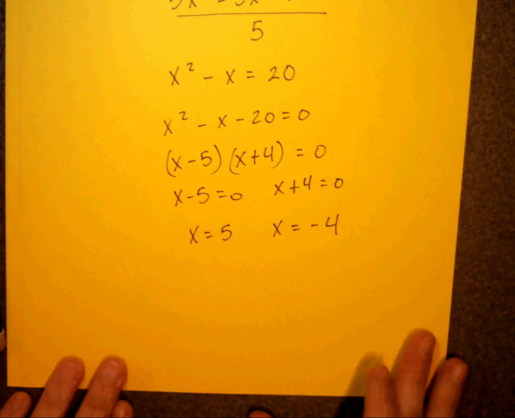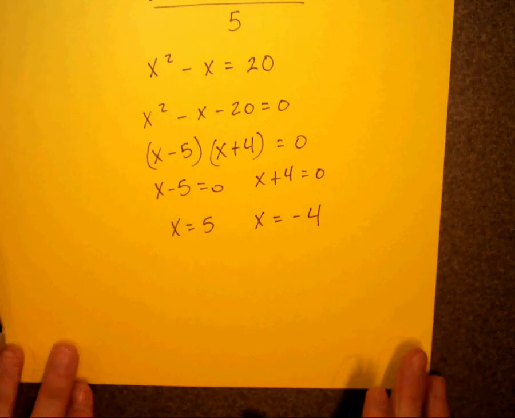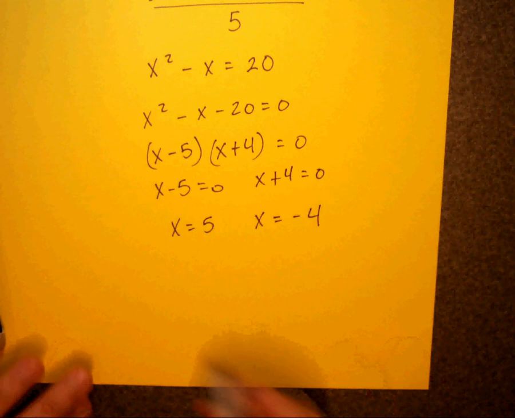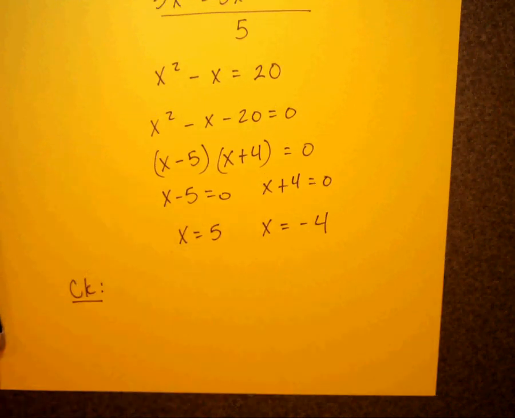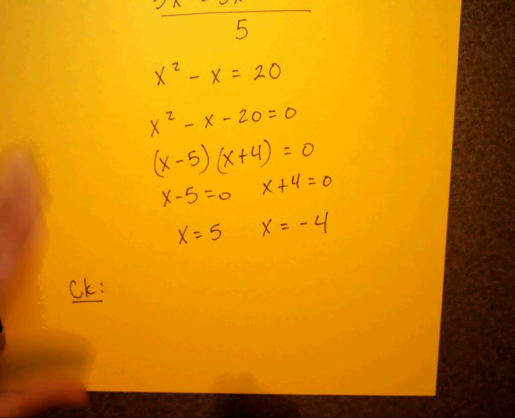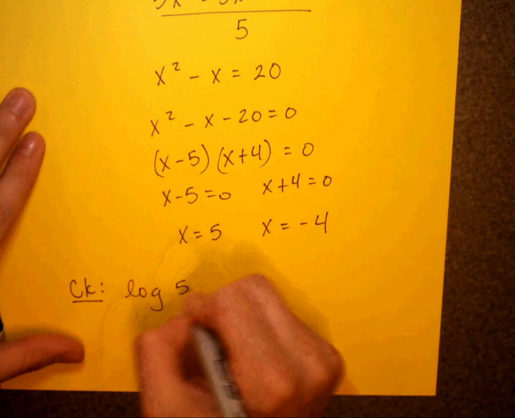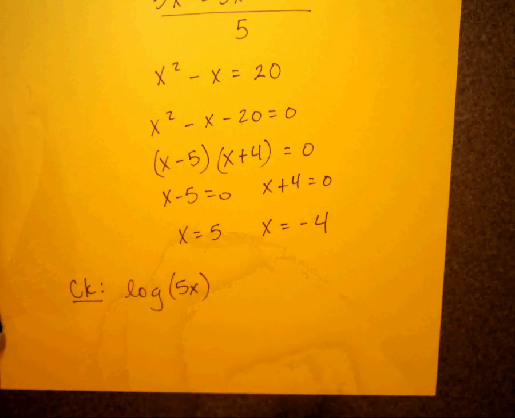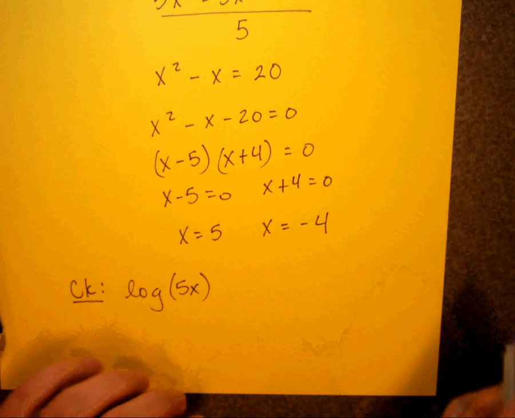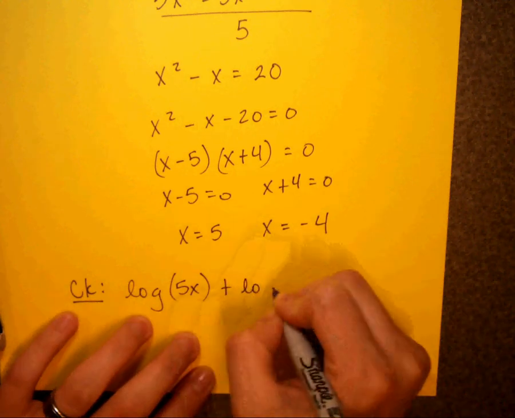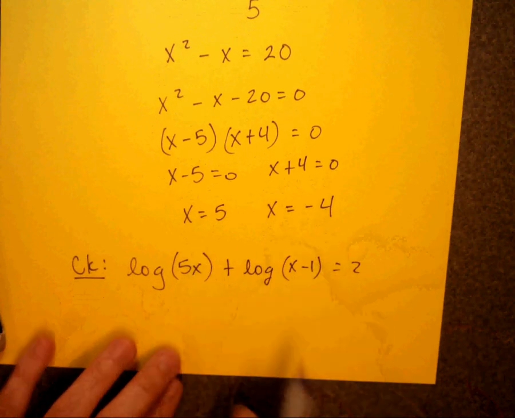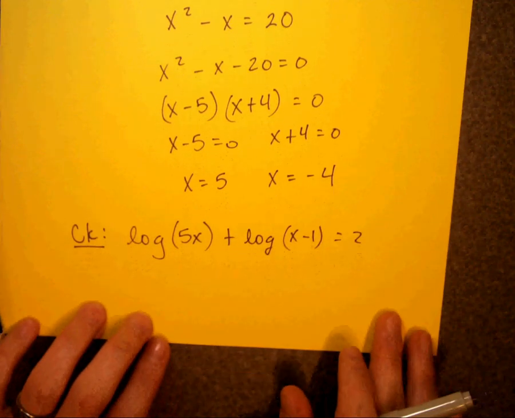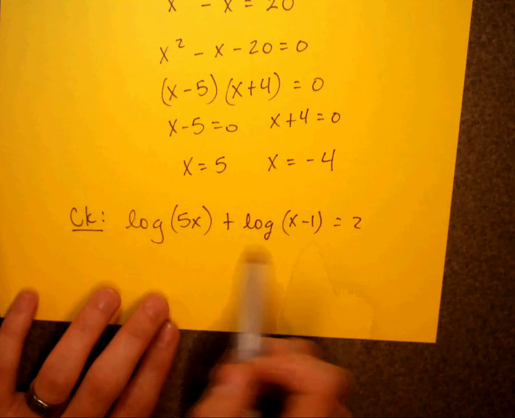Alright, so I end up with two solutions, and it's very possible that they are both solutions, but I need to check. I need to plug each solution back in and make sure that it gives me a positive number still in my argument. So I have log base 10 of 5x plus log of x minus 1 equals 2. And I'm going to plug in each one of my possible solutions and make sure that I get a positive value still in my argument.